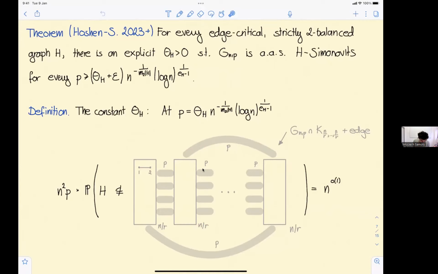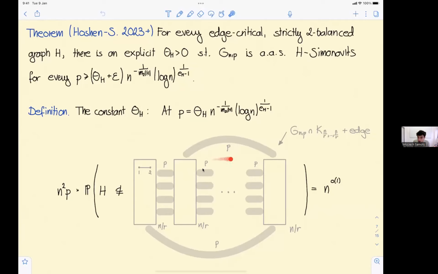Now, the threshold is defined by the following equation. We want this probability multiplied by n squared p, which is the expected number of edges, to be negligible, to be n to the little o of 1. Now, how is it related to this theorem?